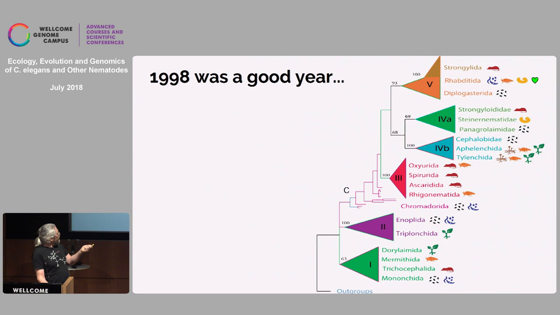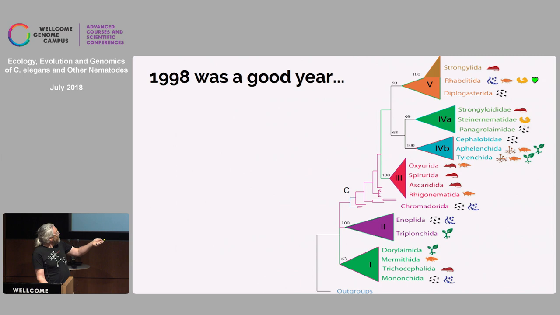3, 4, and 5, just to remind you, are part of a supergroup which we call Chromadoria, but it's a kind of paraphyletic series. So these three clades here, 5, 4, and 3, are subsets of clade C. And from this tree, we could say that C. elegans is related to a bunch of interesting parasites of animals. This little mouse means that this group parasitizes animals. That animal parasitism has occurred all over the tree, but also that C. elegans is a very derived nematode. It doesn't sit down at the base of the tree. It's part of a crown group.